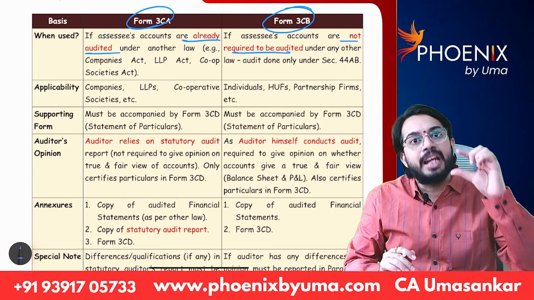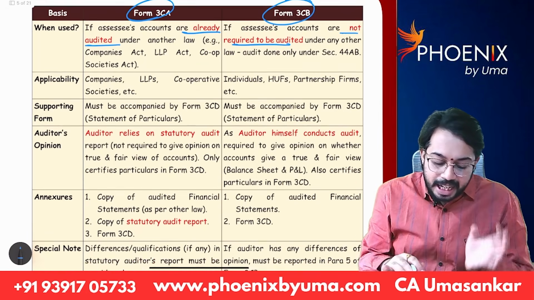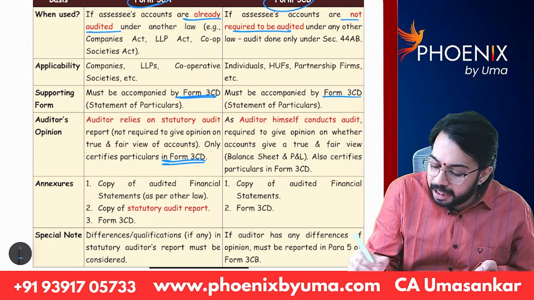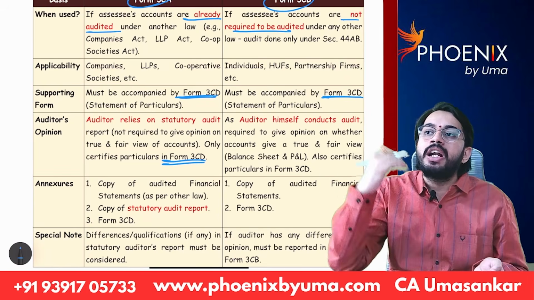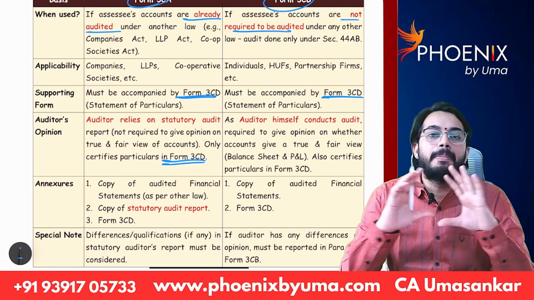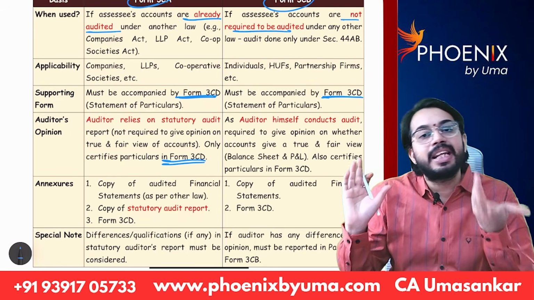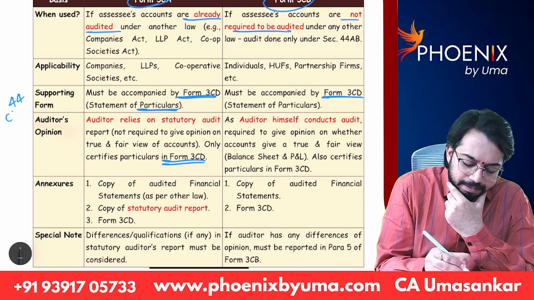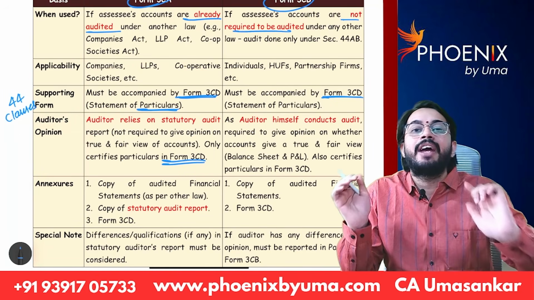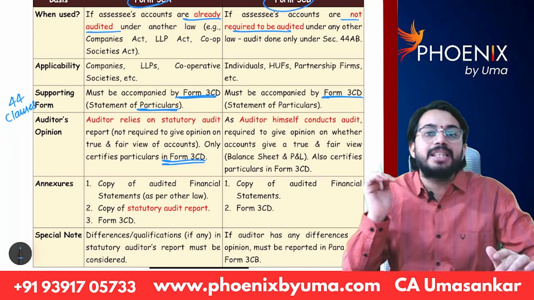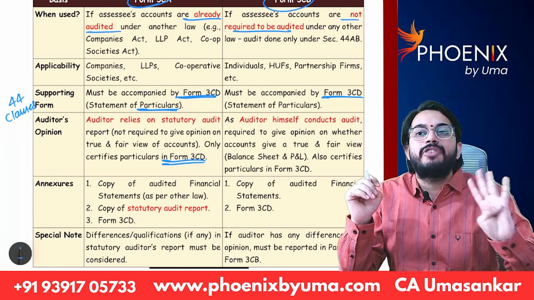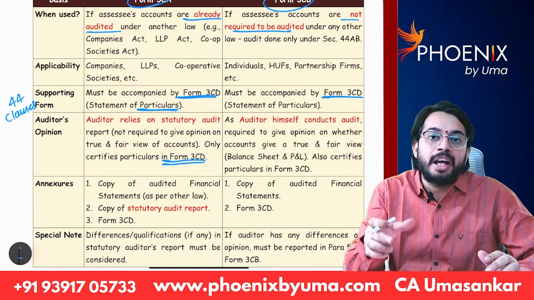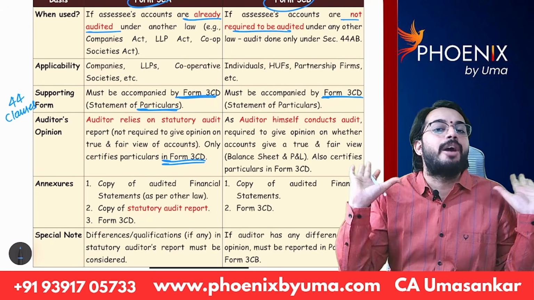Next. See, for 3CA and 3CB, for both, 3CD is required to be given. The auditor's report must be accompanied with Form 3CD. So, whether the auditor is giving 3CA or 3CB, for both reports, 3CD is also to be attached. What is 3CD? 3CD is the statement of particulars. There are around 44 clauses, and for all 44 clauses the tax auditor is required to answer. All 44 clauses together we call Form 3CD. Whatever answers are given by the auditor to those 44 questions, that form we call Form 3CD. Are you able to understand?